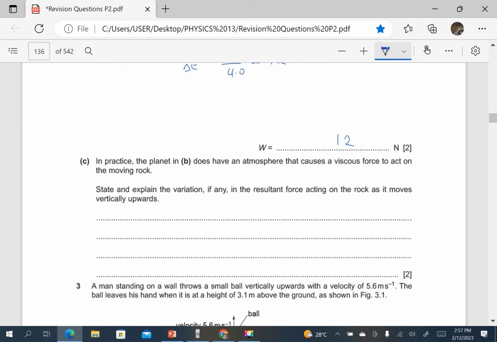In practice, the planet in B does have an atmosphere that causes a viscous force to act on the moving rock. State and explain the variation, if any, in the resultant force acting on the rock as it moves vertically upwards. So let's think of this. The rock has a weight downwards. This arrow is showing the direction of motion. Motion is not a force, by the way. I'm just showing the direction of motion. It is upwards. If it moves upwards, there is a viscous drag, Fv, downwards.